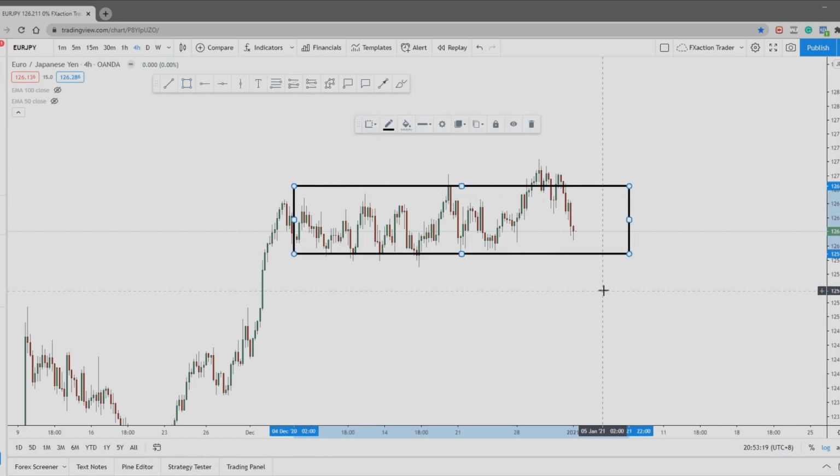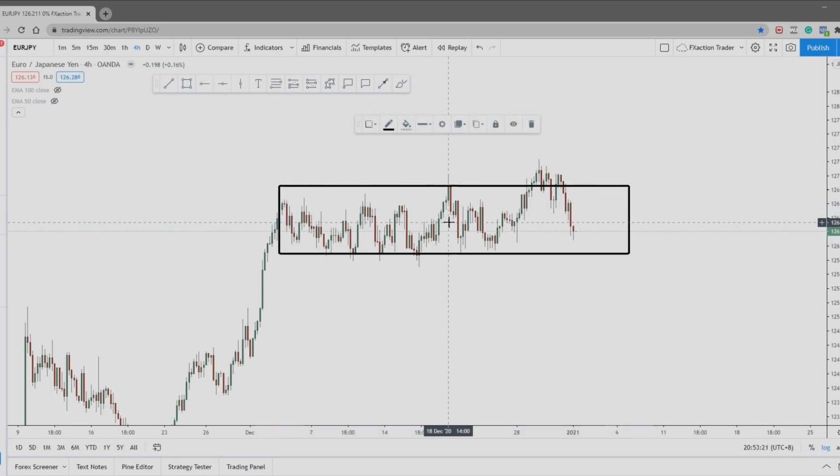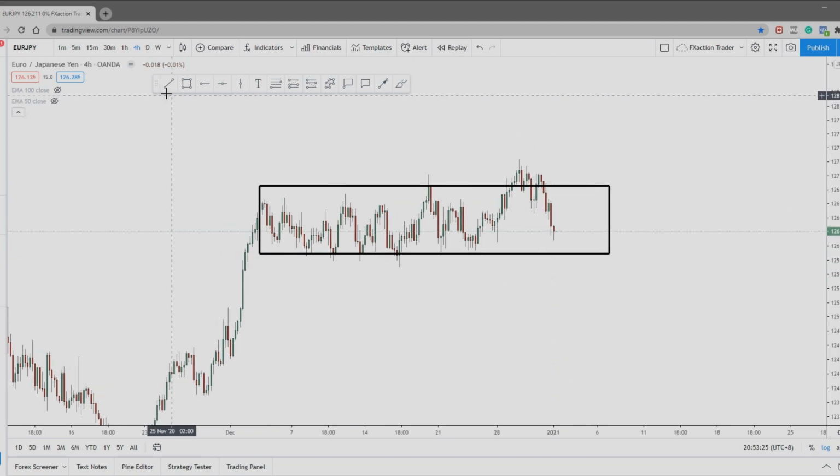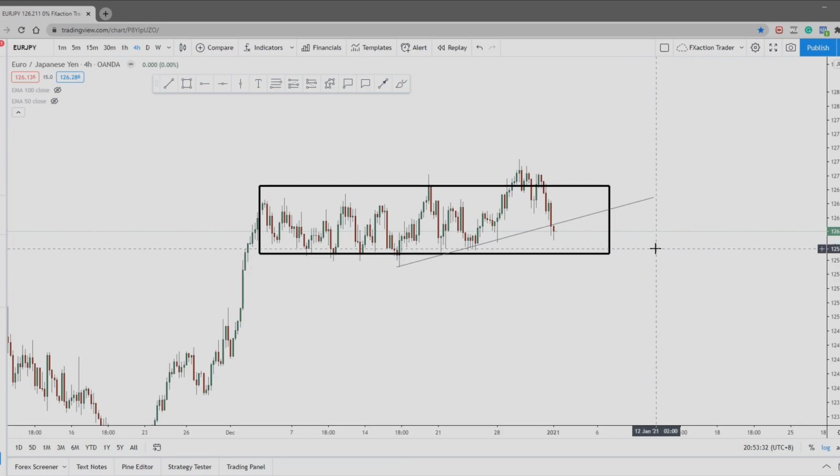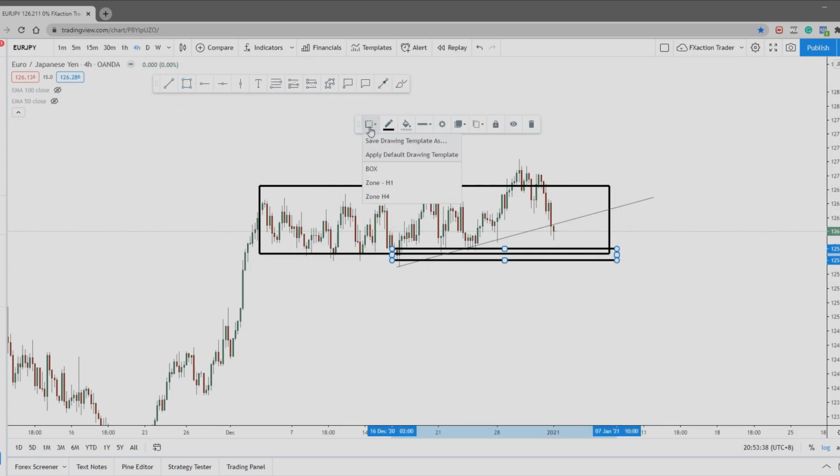Alright, I can just draw a box like this, or you can just simply mark the high and the low levels. And I can also put in a trend line like this. So for me, I know that if I'm going to look for a buy signal, I'll be looking at this area for a buy signal.